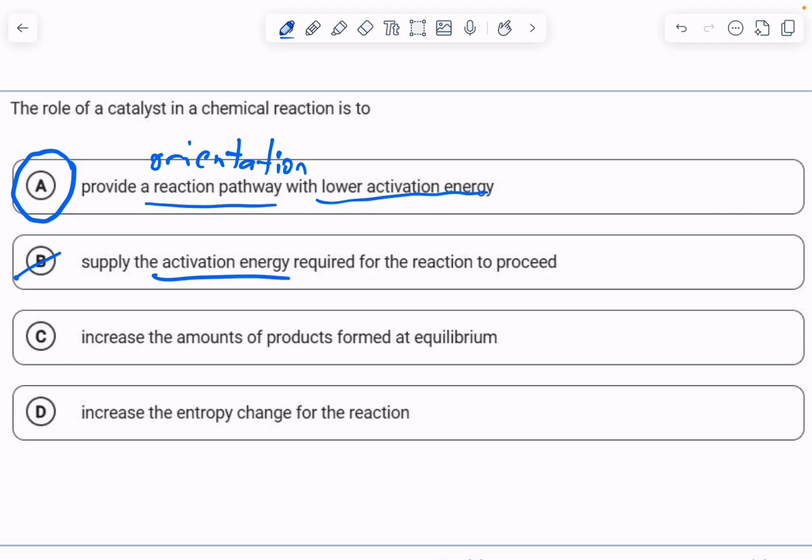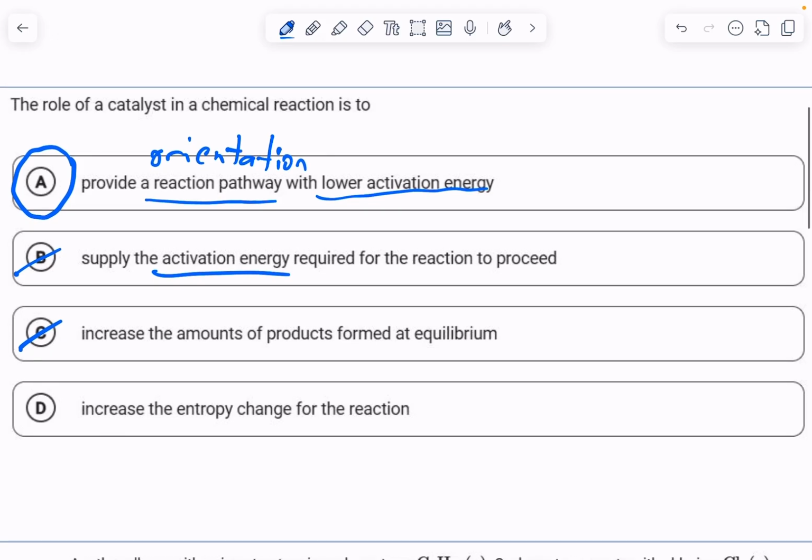Increases the amount of products formed at equilibrium. Okay, catalysts aren't going to increase the amount of products. They're just going to help you reach those amount of products faster, and they speed up the process. So no, they're not going to increase your products. Increase entropy change for the reaction. We haven't talked about entropy in the class yet, but no, that's just going to be an answer that's thrown in there, but it's not true, and it's not going to be helpful towards what a catalyst is.